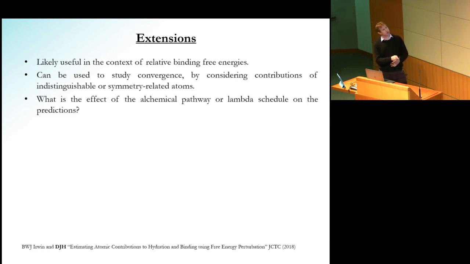There's some interesting things about convergence that you can use. An indistinguishable atom or a symmetry-related atom should all give the same answer if you've got good sampling, so you can monitor that. We've looked at the individual water contributions and how they change over the course of the simulation. They should all converge to the same number, and that could be some kind of measure of convergence. And, as I said, what is the effect of the alchemical pathway or lambda schedule on the predictions? Does it make a difference, or is it insensitive?